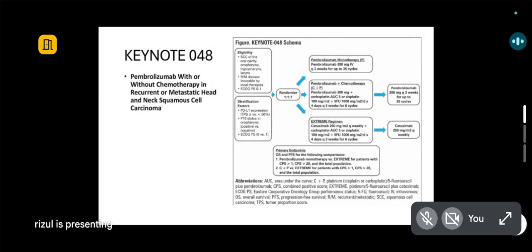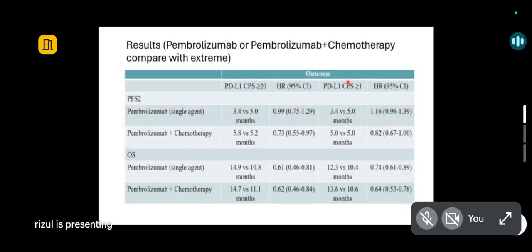Here the patients were randomized into 3 parts. The first part received only pembrolizumab therapy. Secondly, pembrolizumab with chemotherapy. And third, cetuximab with chemotherapy without pembrolizumab. The most important factor in deciding this treatment was the PD-L1, the programmed cell death ligand 1, combined positive score, to decide the further outcome.